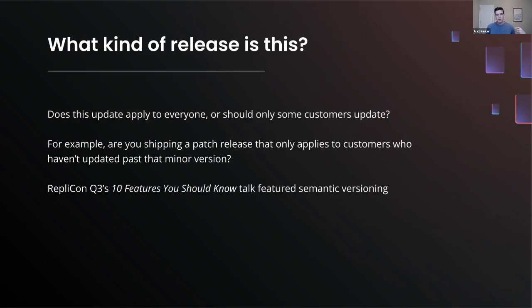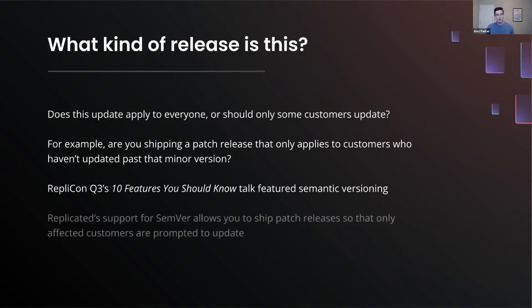Our talk from last quarter highlighted semantic versioning and our support for that, which lets you ship patch releases so that only affected customers that need to update to that patch release are prompted to update.